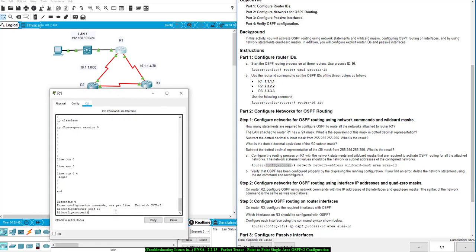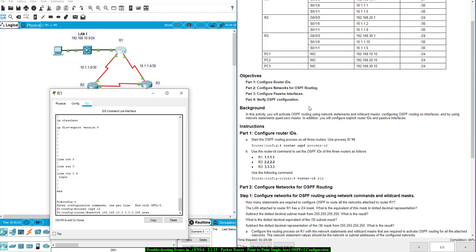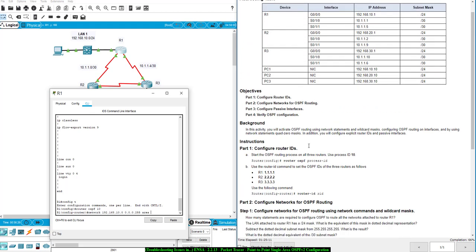I'm going to have to do network, and remember my first network is right here, 192.168.10.0. That's my network address, but let's look in here. It's asking for a wildcard mask. So my wildcard mask is the inverse of 255.255.255.0, so it's going to be 0.0.0.255. Then we have to tell it the area in case we have multiple areas. The area is 0.